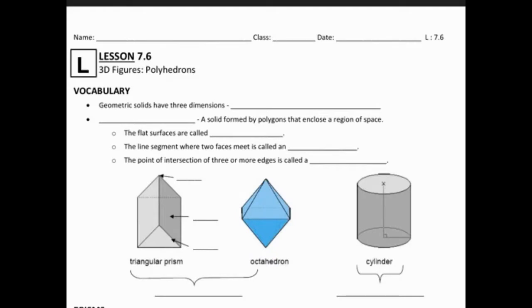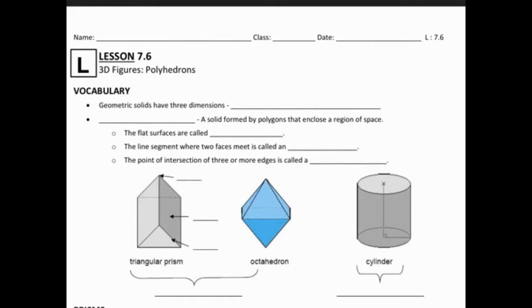Alright, what's up guys? Today we are starting the rest of our Unit 7, which has to do with 7.6, 7.7, and 7.8. They are all going to be about 3D figures. To start, in 7.6 we are going to learn exactly what a polyhedron is. So to start with, we're just going to look at some vocabulary.